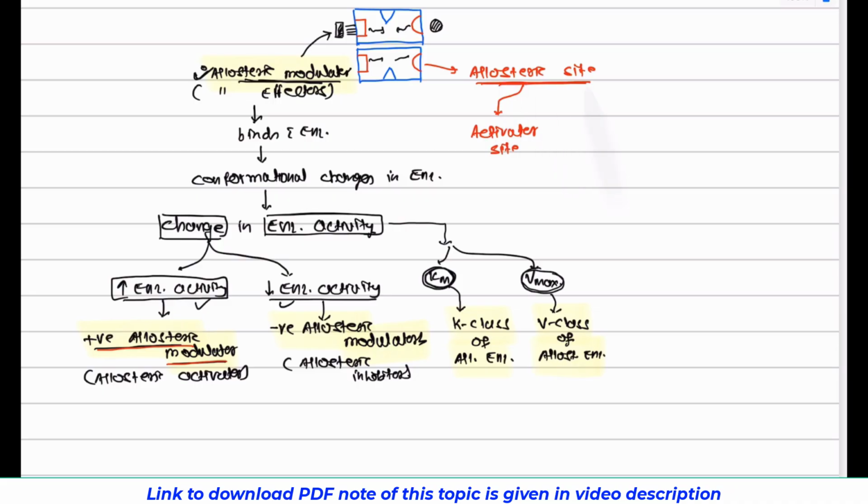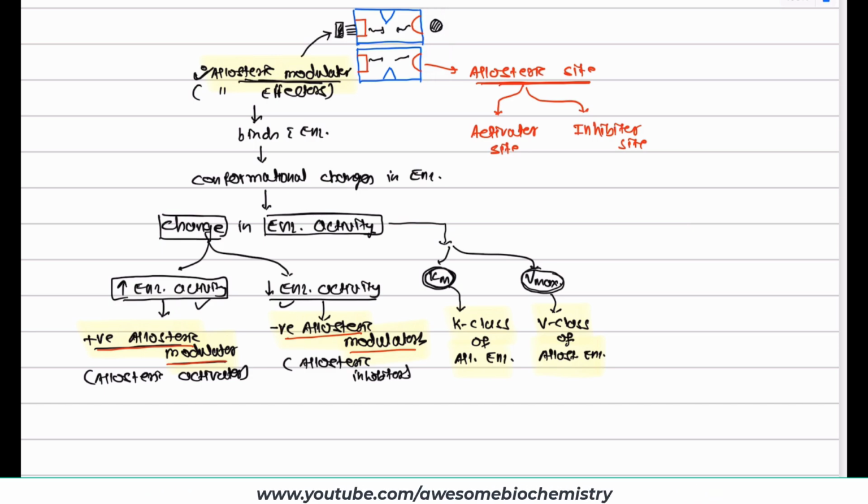And if an allosteric site is able to bind with the negative allosteric modulator, it is called an inhibitor site. So this activator site and inhibitor site both are types of allosteric site. So once all of this terminology is clear, then we can move forward. Now we can discuss the next important aspect of allosteric enzyme.